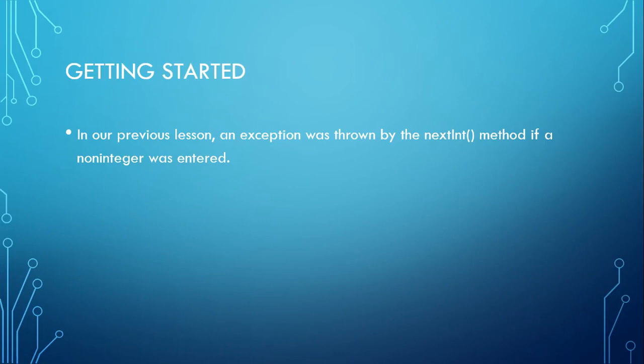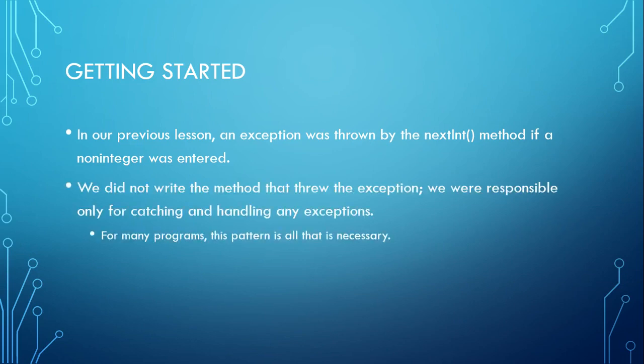So getting started, in our previous lesson, an exception was thrown by the nextInt method if a non-integer was entered. Remember, we could enter, for example, a double or a char or a string, and we would technically throw an input mismatch exception. Now, we did not write the method that threw the exception. We were responsible only technically for catching and handling any exceptions.